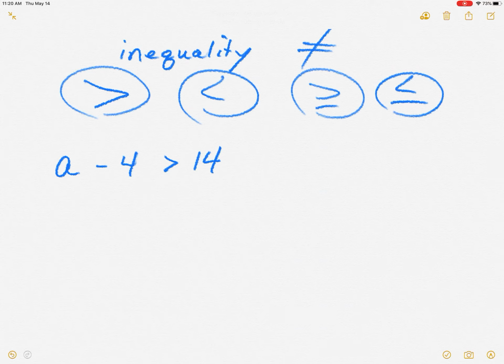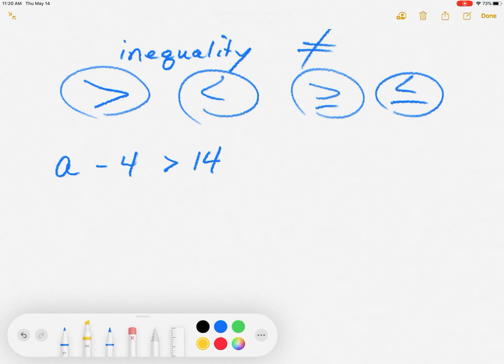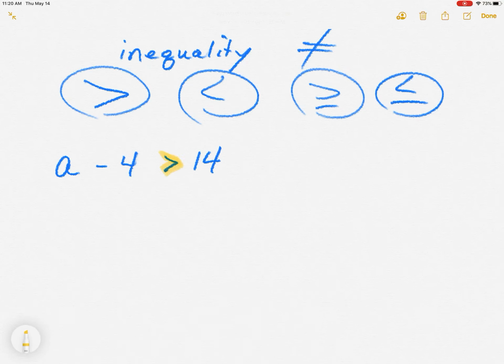If you're ever wondering what greater than means or less than, think about it in terms of a mouth. I like to think of it in terms of an alligator mouth, always eating the greater sized meal, always eating what is larger. So this mouth right here is open to this side, so that simply means that this side is larger than this side. So how we can say that is a minus 4 is greater than 14.